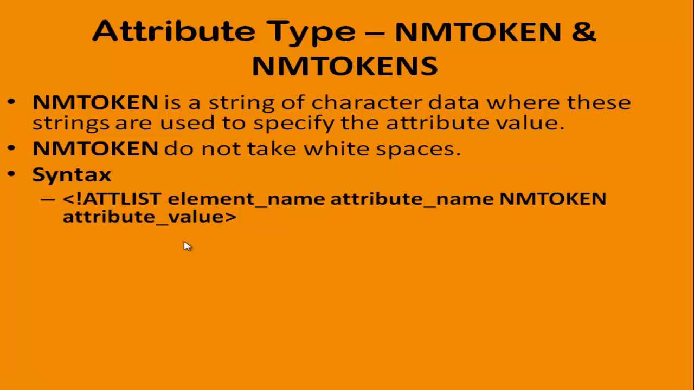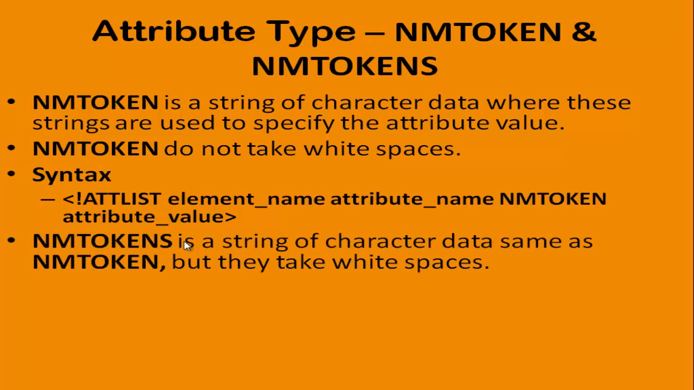So this is about NMTOKEN. NMTOKEN will take only the string data, and this particular string data must not contain any spaces. Whereas NMTOKENS is similar to NMTOKEN, but NMTOKENS take white spaces. So they accept space in between the attribute values.